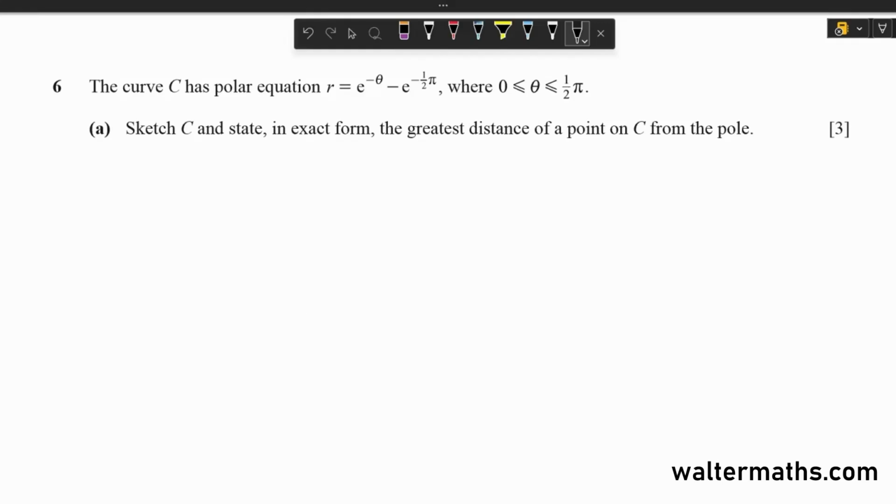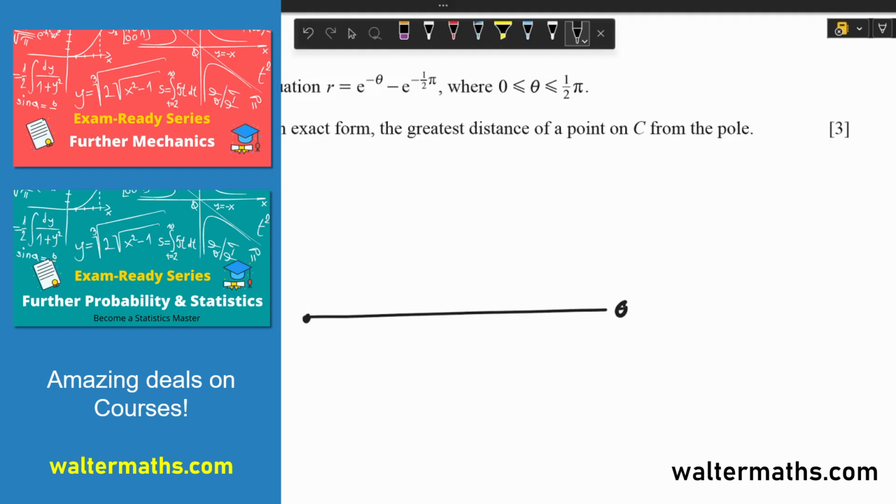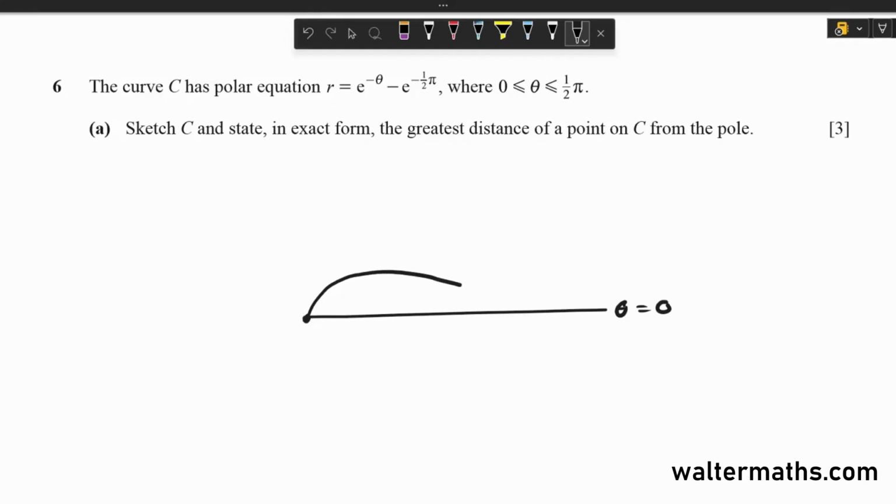So I'm going to make the sketch here. So we have the pole here, and this is the line theta equal to 0. And I think you saw that the graph was something like this. So this is what we have right here. Now, the greatest distance from the pole, I think you can see that it corresponds to this point, where theta is 0.